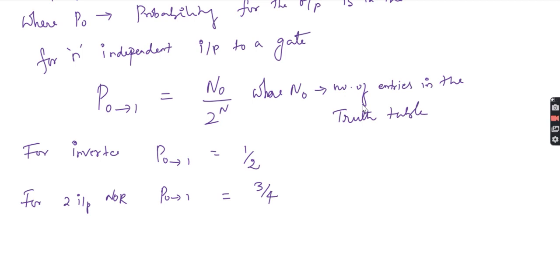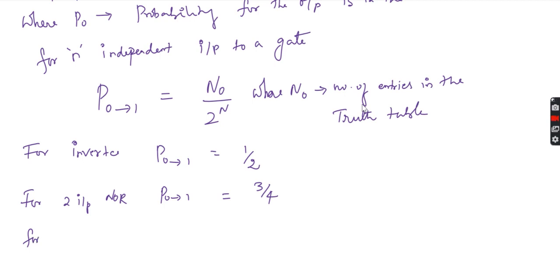Because what is the truth of NOR gate? When both are 0, output will be 1. If any one of the inputs is 1, output is 0. So we mentioned here the probability of output is in the 0 state only we are taking. So 3 zeros we will get.